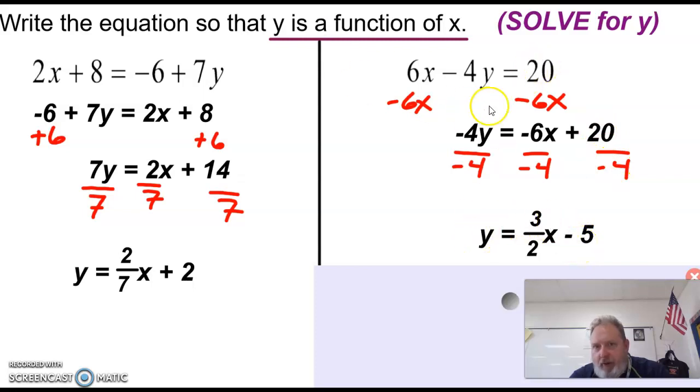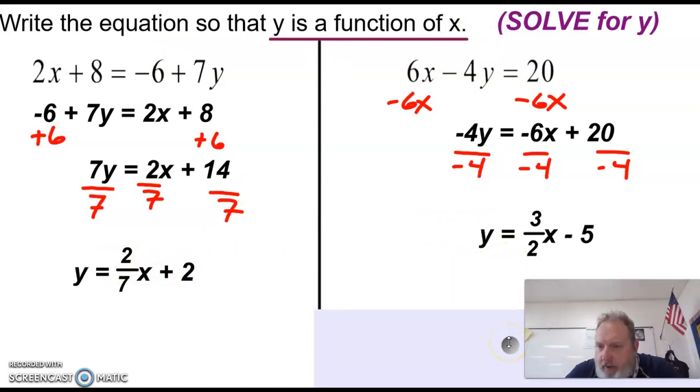So now I have solved both of these equations to get them in terms of y. So that's your notes for today. You should be all set now to complete your homework, which is 2-5 day 1.